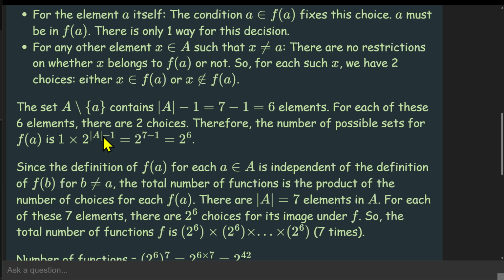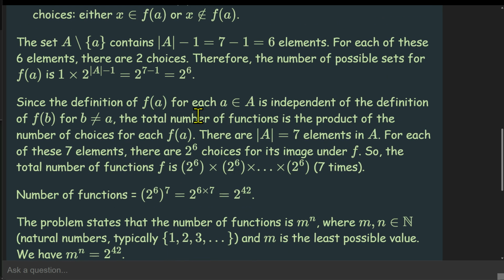So for each of these 6 elements there are two choices, so the number of possible sets f of a is 1 into 2 to the power (number of elements minus 1), meaning 2 to the power 6. But we are given that the definition of f of a for each a belongs to A is independent of the other elements f of b, where b is not equal to a. The restriction is that, meaning, this 2 to the power 6 is for the power set.